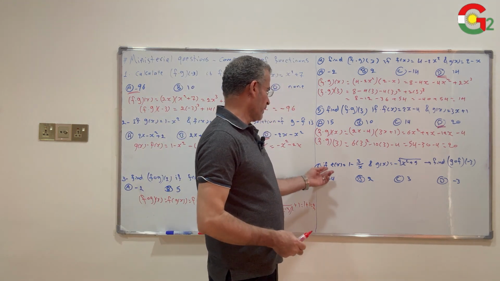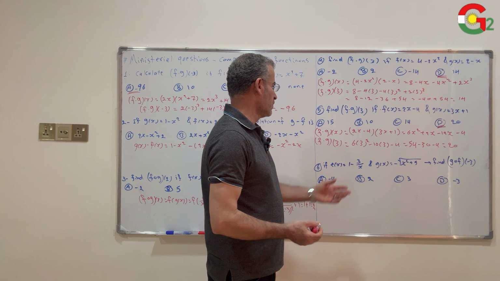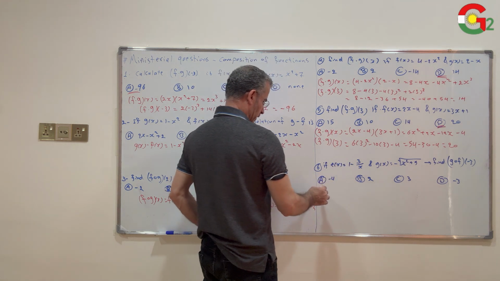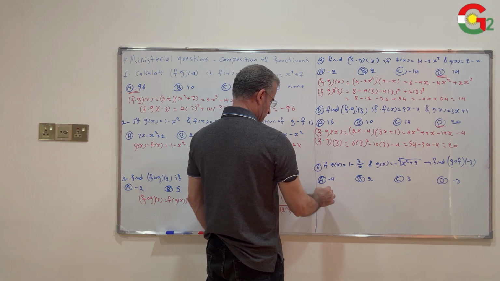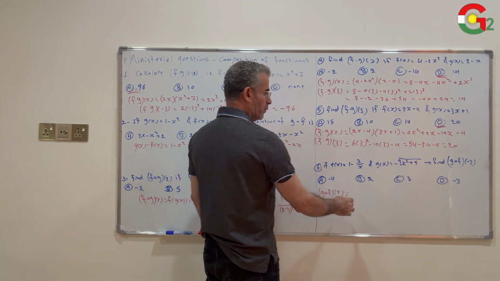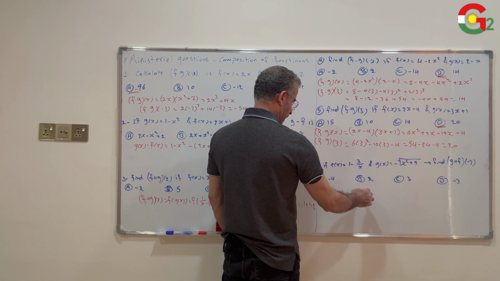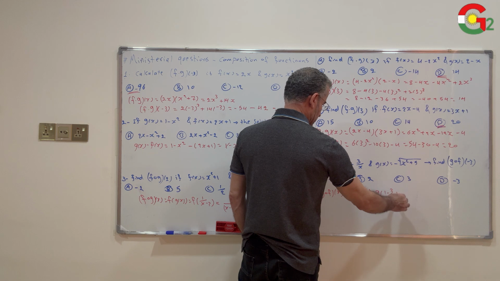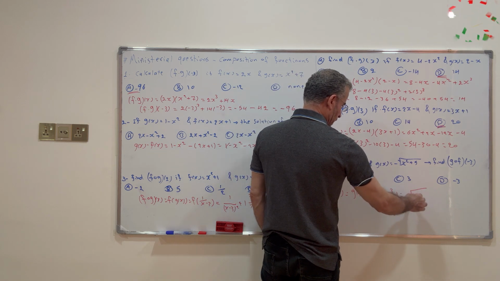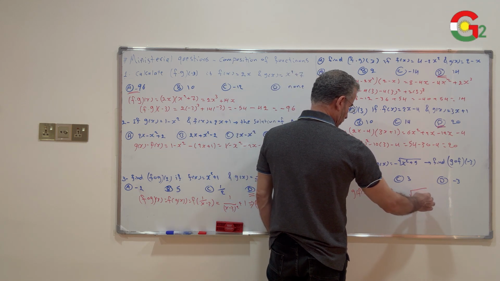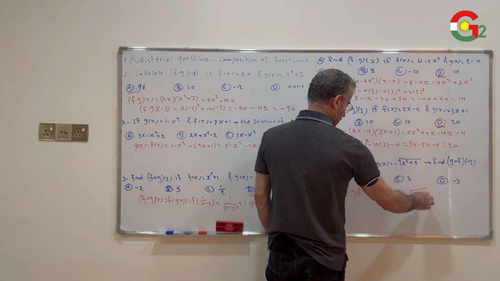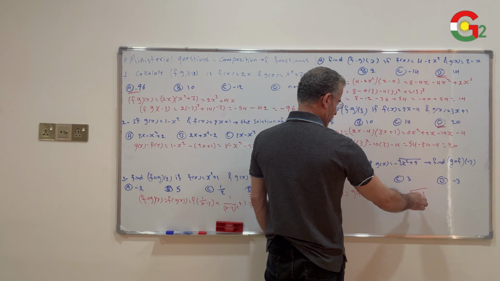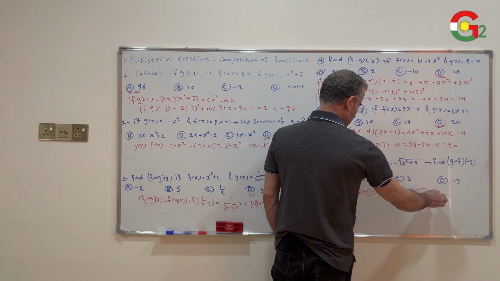Question number 6. If f of x equals 1 minus 3 over x and g of x equals negative square root of x power 2 plus 5, find g of f of negative 3. G of f of x equals g of 1 minus 3 over x, equal to negative square root of 1 minus 3 over x squared plus 5.